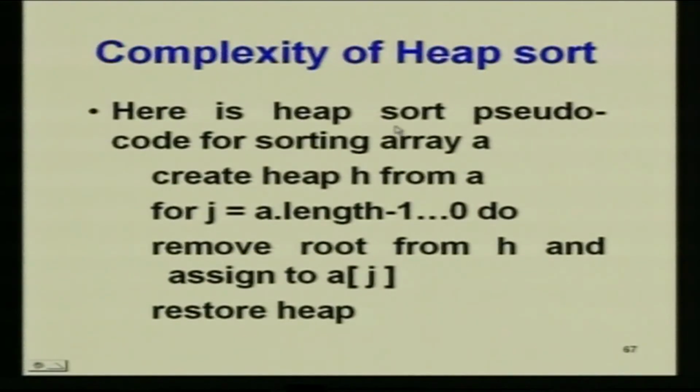And the complexity of heap sort is, here is the heap sort pseudocode for sorting array A: create heap h from A, which you remember takes n log n. For j equal to A.length minus 1 down to 0, remove the root from h and assign it to A[j], and then you restore the heap. This restore heap again takes log 2n. So, this is the complexity analysis.